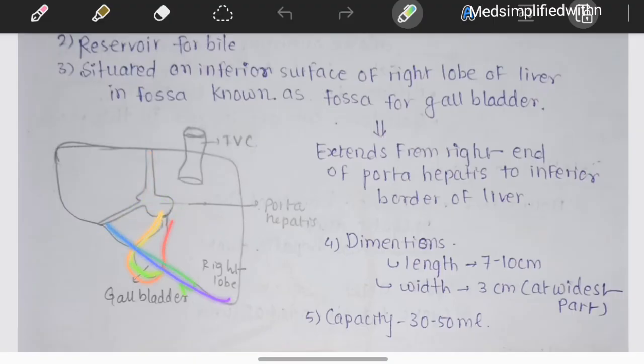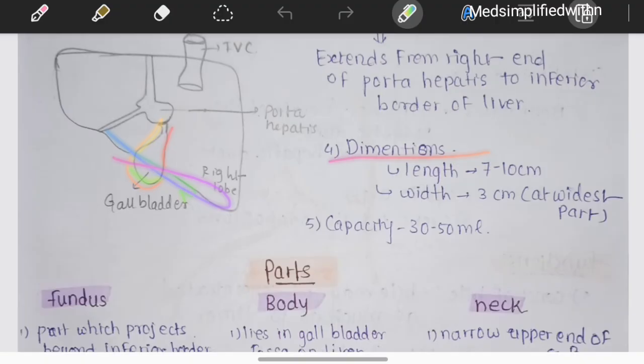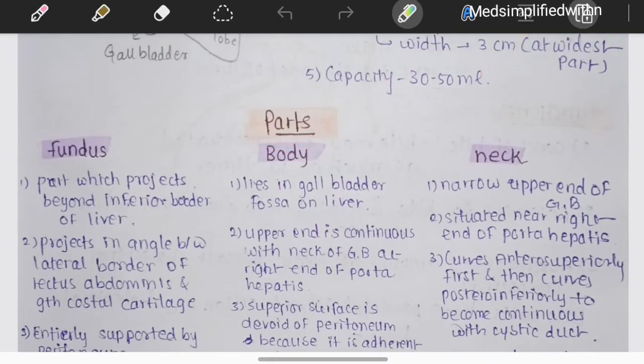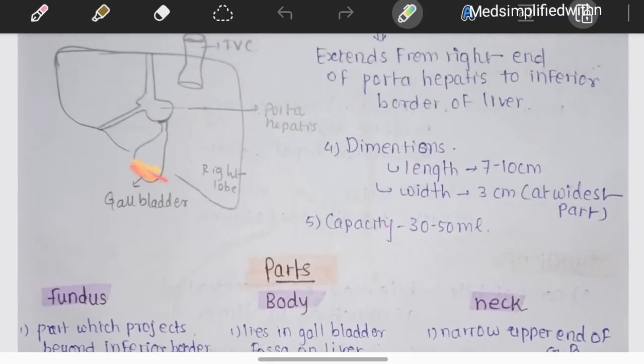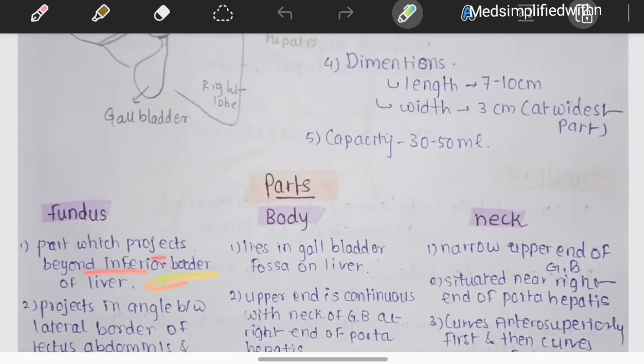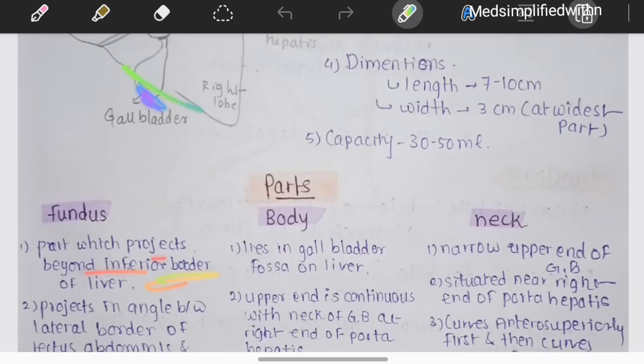Here is the porta hepatis. Its dimensions are 7 to 10 cm in length, the width is 3 cm at the widest part, and the capacity is 30 to 50 ml. Here are the parts of the gallbladder: the fundus, the body, and the neck. Let's see one by one. The fundus is the part which projects beyond the inferior border of the liver.